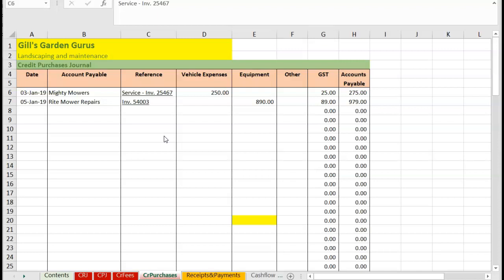When we pay them, the amount will be reflected in our cash payments journal, because when we pay them, it will affect our bank account. Our bank account will go down. So we put under accounts payable, that column in our cash payments journal will be the settlement for us paying Mighty Mowers for the amounts that we purchased off them on credit earlier in the month.